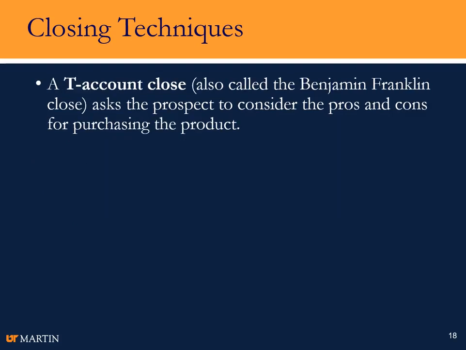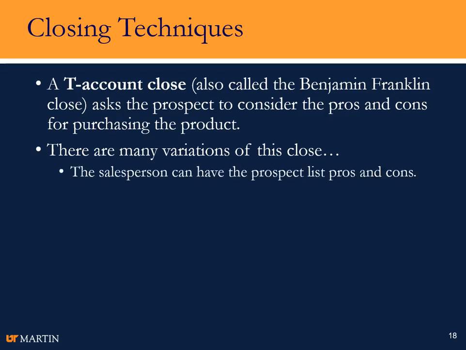Some of these closing techniques are more risky than others. The Benjamin Franklin close, or the T account close, asks the prospects to consider pros and cons before purchasing the product. There are a lot of variations on this. One risk, obviously, is that if you're asking the prospect to list the pros and cons and they get a lot more cons than pros, you're going to lose that sale. So you want to make sure that you know that they're going to have a larger pro list than con list.